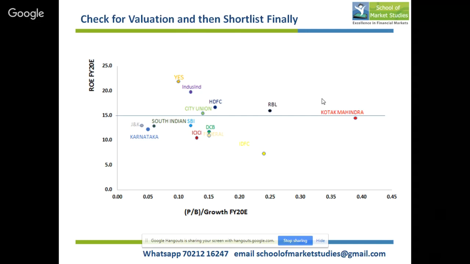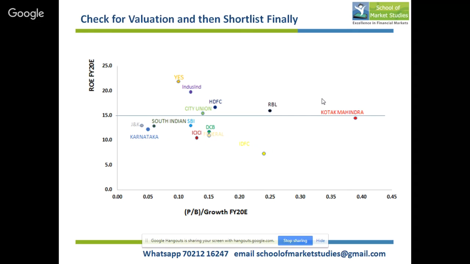So we are building in a proxy for the banking segment, and any number which is less than 1 is considered to be good. Now if you notice, most of these banks are quoting below half, so actually all of them become investment worthy. But what we want is a minimum threshold of 15% ROE in FY20.